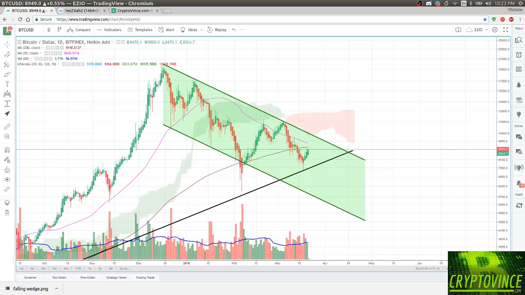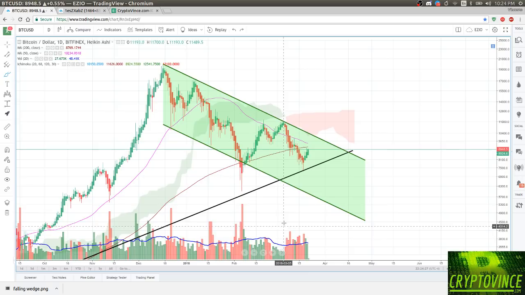Someone says we need to break the 9.65K level, which means breaking the bull flag. Yeah, it all depends where we break, right? Because Bitcoin might go down and then break here, and this level would be 9,000, or it can go straight up and break 10K. It all depends what direction it will go.